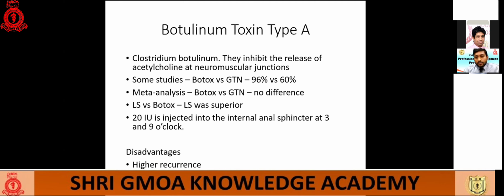Then a bit about botulinum injections. There are several studies comparing Botox with GTN. Sorry, this study says that Botox is more effective compared to GTN. Usually Botox 20 international units is injected at the 3 o'clock and 9 o'clock positions, which causes internal sphincter relaxation, and this leads to healing of the fissure. But the disadvantage is that it has a high recurrence rate, and sometimes it can cause incontinence, mainly for flatus.